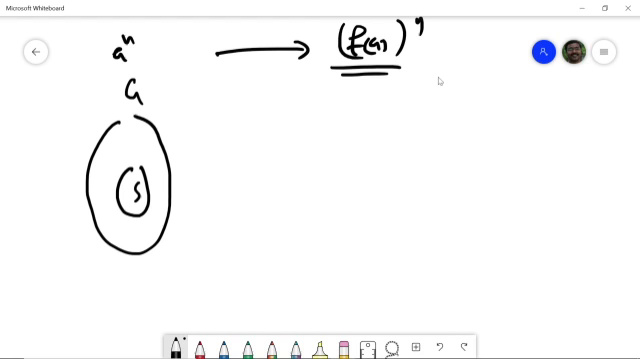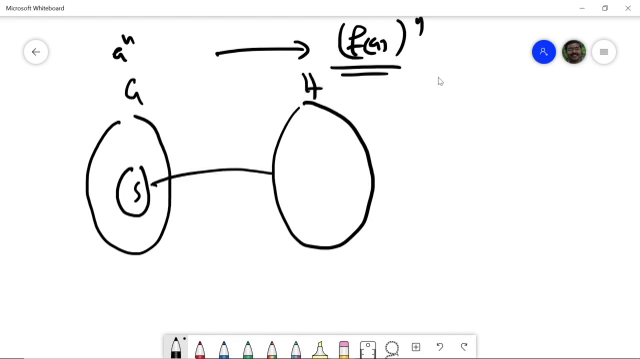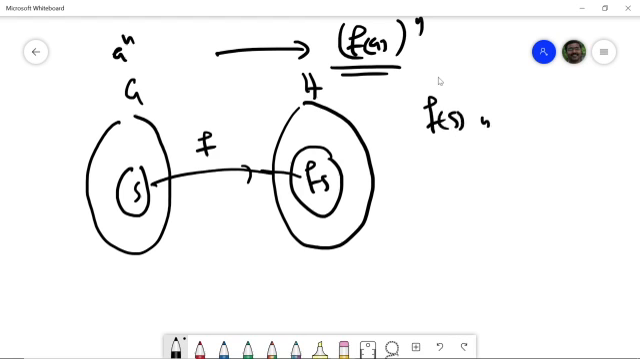Okay, and again I'm considering the H. Now if I act f on this S, I'm just taking f of all elements of S. I'll be getting a set called f of S. So what I mean to say is that f of S is actually a subgroup in H. Okay, so we are going to say that f of S is actually a subgroup in H.